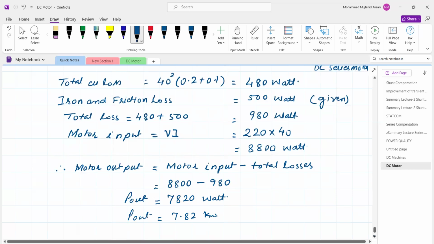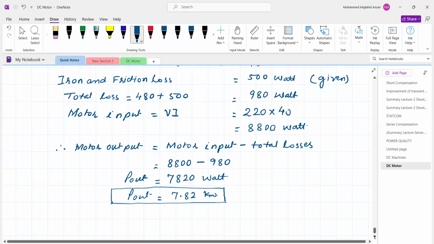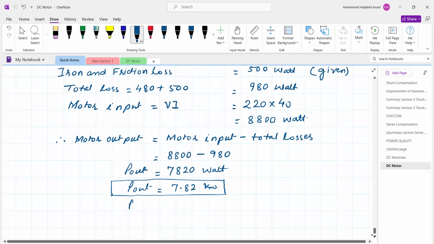If suppose it is asked to calculate the HP of the motor, or output HP, then with P out you can calculate it as 7,820 divided by 746 watt, which comes in HP. So in this way.